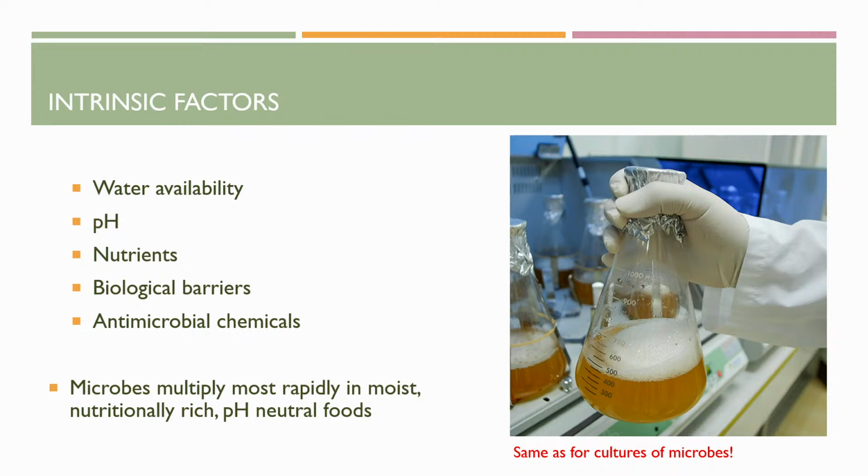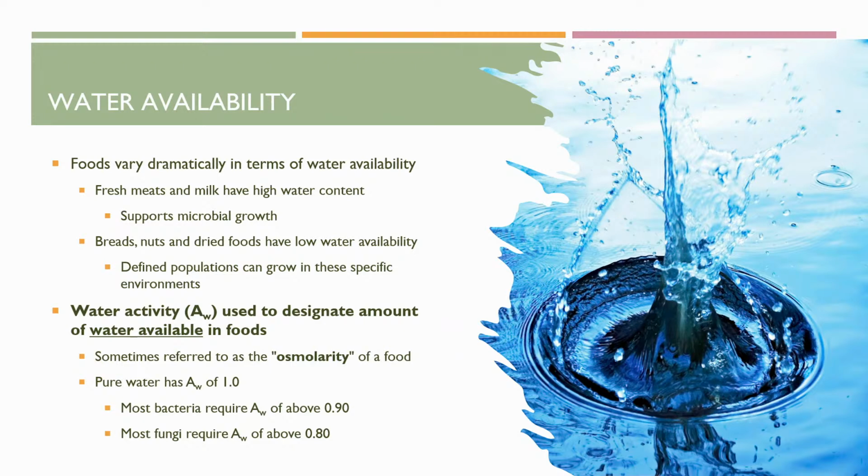And water availability is one that I want to talk about a little bit more because foods vary dramatically in terms of water availability. So fresh meats and milk have a high water content, so that supports microbial growth. So that's why fresh meat and milk can spoil faster than dried foods like breads and nuts because they have a lower water availability. So the more water that's in that food product, the more quickly it's able to grow.